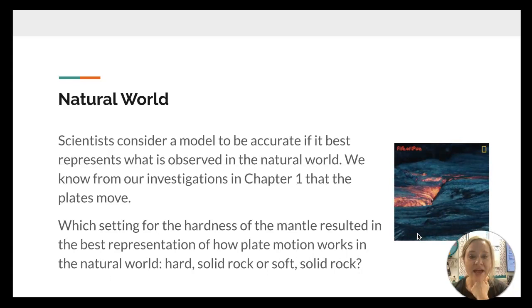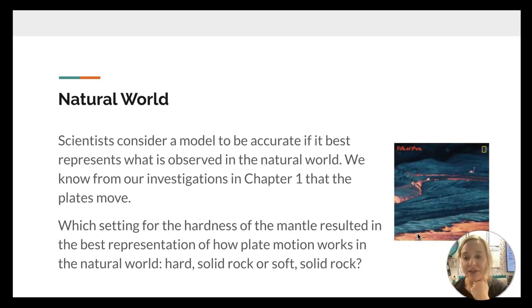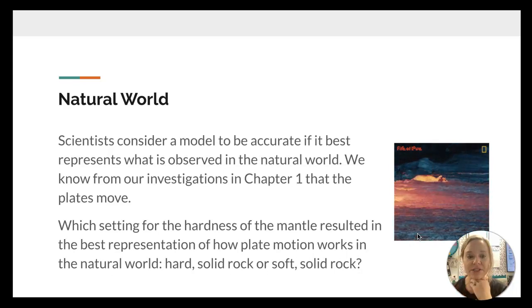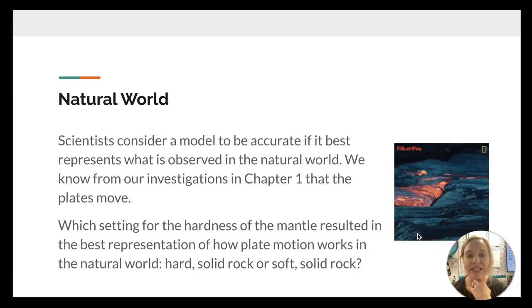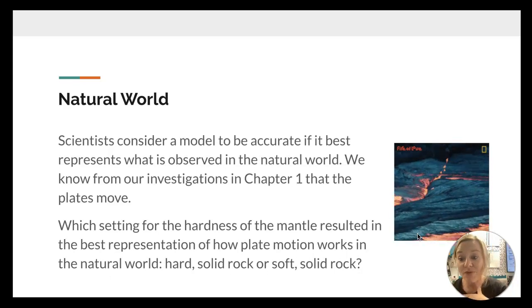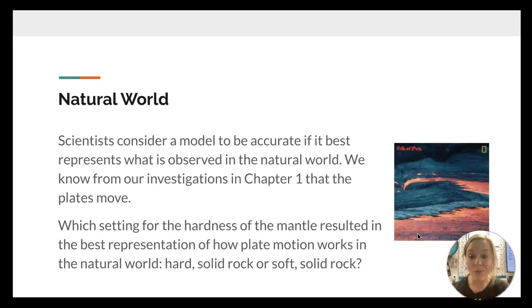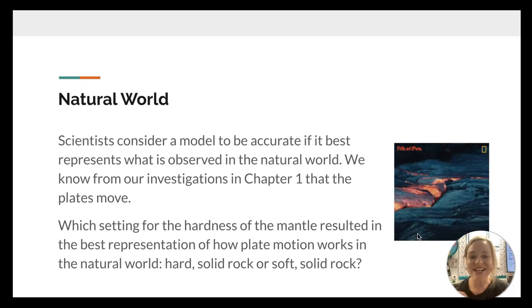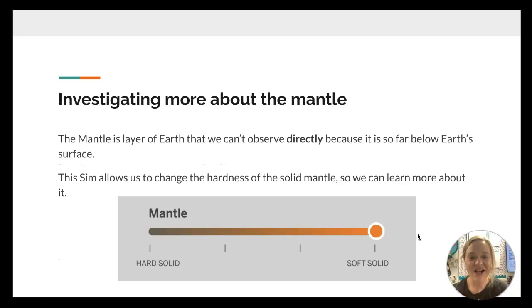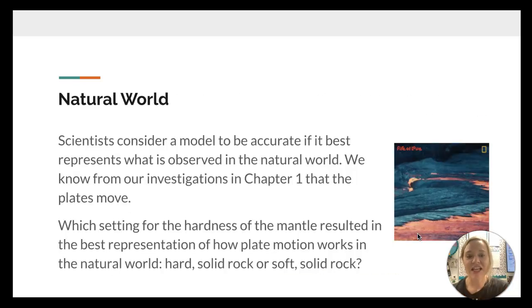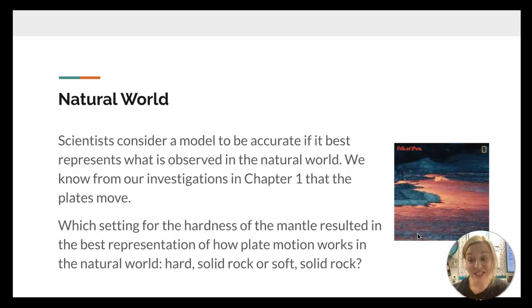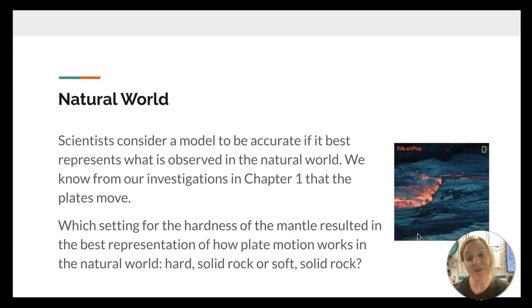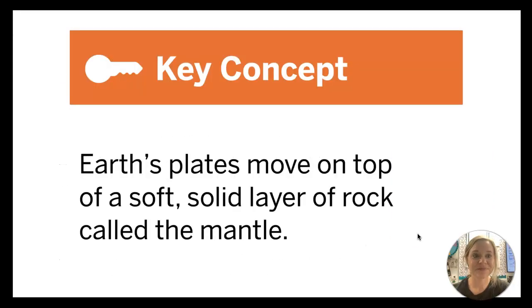So in the natural world, we have to be able to look at some of these things in simulations and in our cross sections in order to better understand. And we learned in chapter 1 that the plates move. So now we're trying to figure out how they move or why they move. So we're going to look at which setting for hardness, the hard solid or the soft solid, is going to give us the best representation of how plate motion works in the natural world. So a hard solid rock or a soft solid rock.